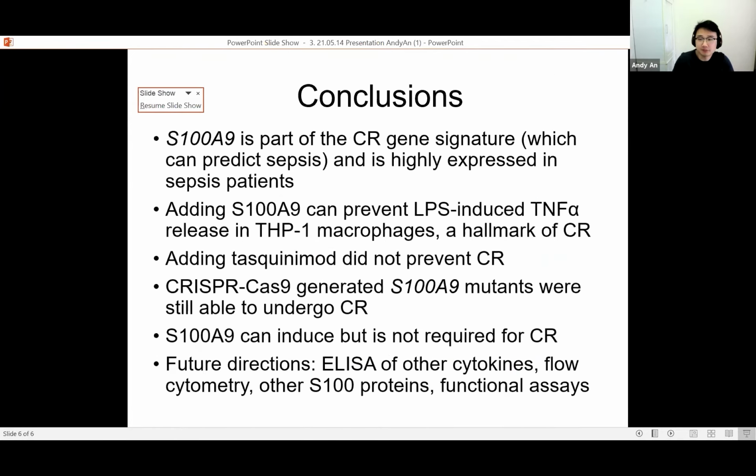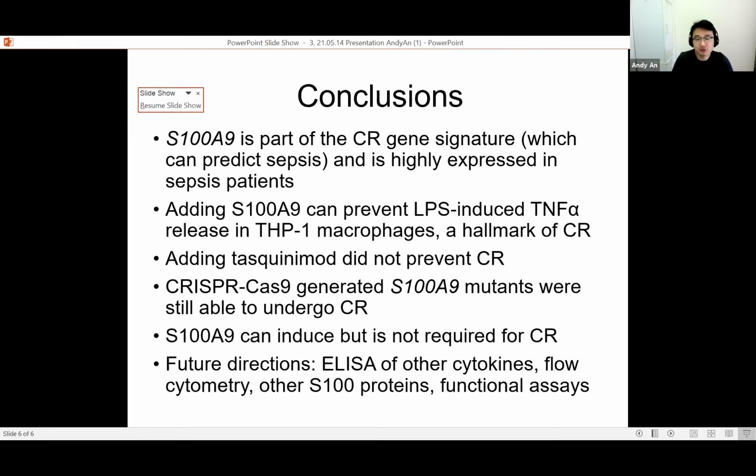Next slide, please. So to conclude, I was interested in S100A9 because it's a hub gene in our sepsis predictive cellular reprogramming gene signature, and also highly expressed in sepsis patients, making it a potential target for preventing cellular reprogramming. But while adding S100A9 could induce CR, removing it from the system by inhibitors or through CRISPR-Cas9 unfortunately did not prevent CR. So I conclude that S100A9 is likely involved, but not required for cellular reprogramming.